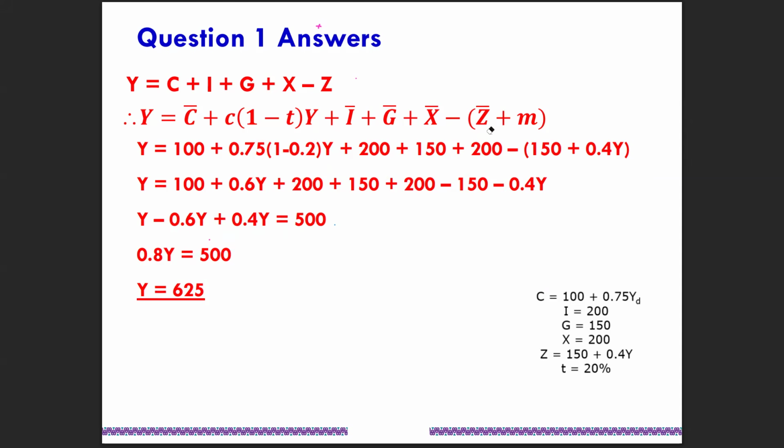So we're going to say it's 150 plus 0.4Y. 150 times negative is going to be negative 150. Positive 0.4Y times negative is going to be negative 0.4Y. Then now we just group the like terms. So we're going to say 100 plus 200 plus 150 plus 200 minus 150. We're going to get 500. Then we're going to say 0.6Y minus 0.4Y. So 0.6 minus 0.4, you're going to get 0.2.